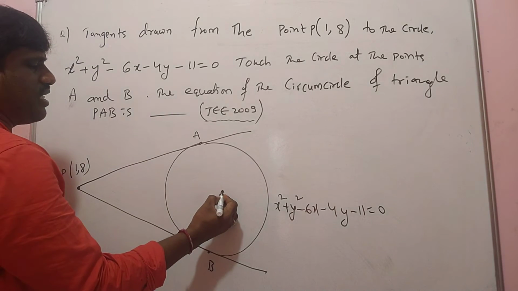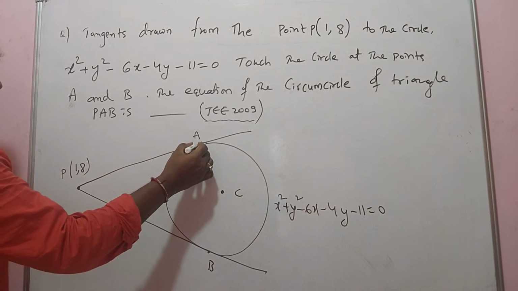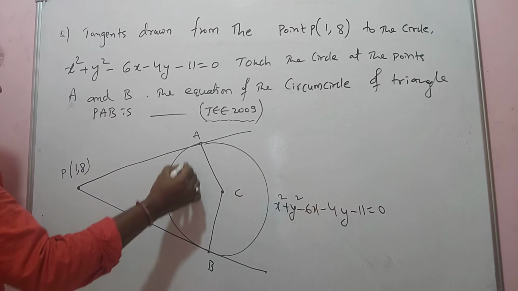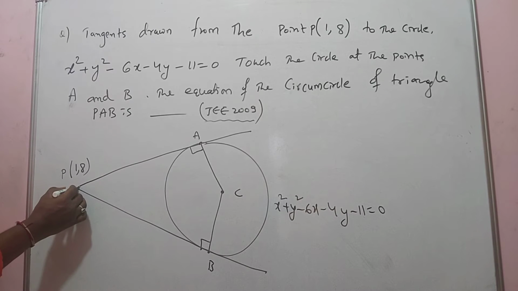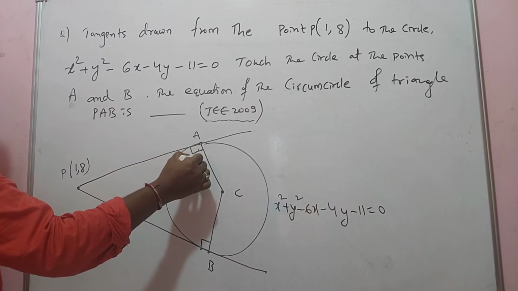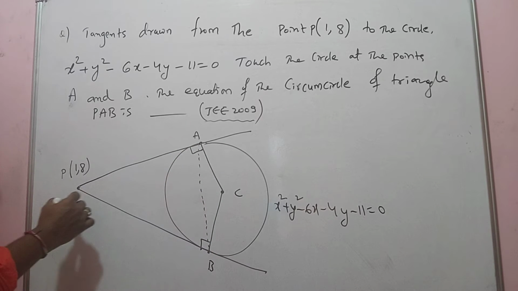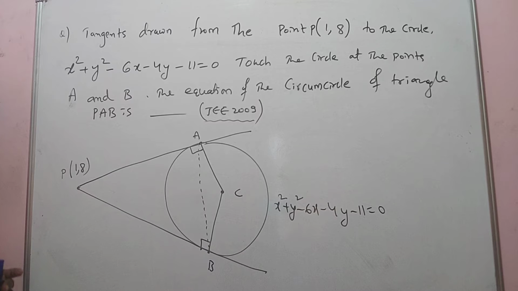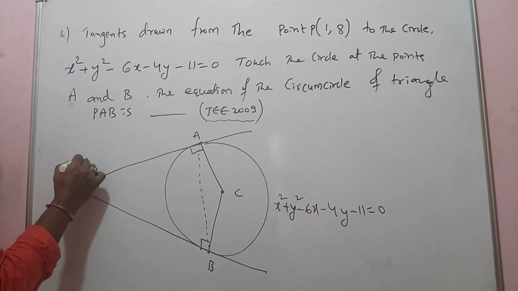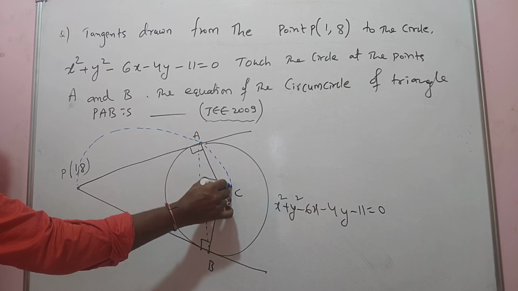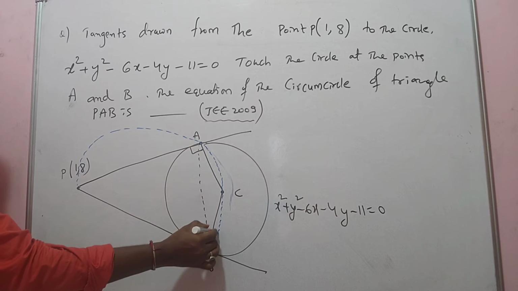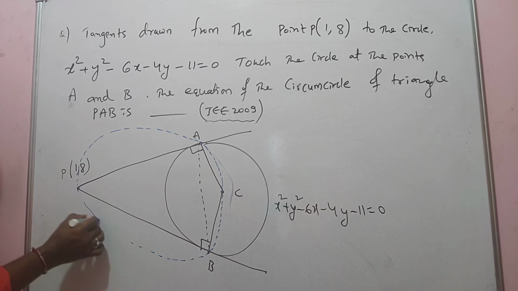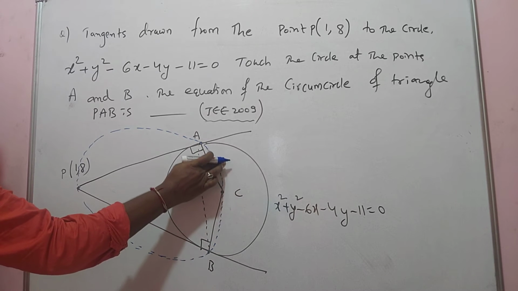There will be the center C, and if you join these, this will be perpendicular and this will be perpendicular, right? And if you join P, A and B, PAB will be the triangle. So what is being asked here is the circumcircle of the triangle PAB. This will go through the center. We are asked to find the circumcircle of PAB.